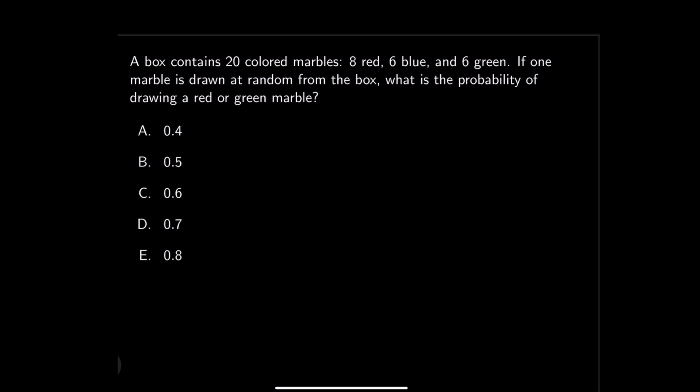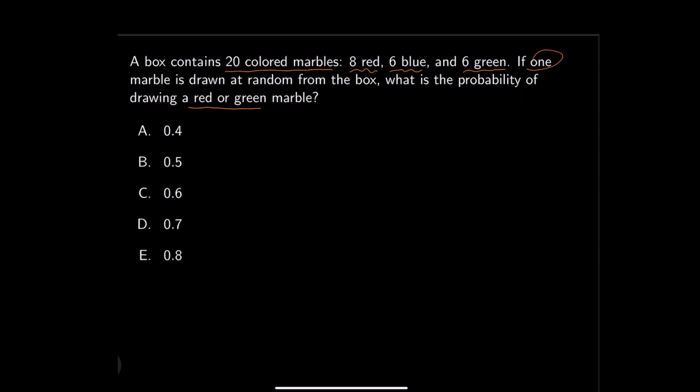Hi guys, in this video I'm going to show you how you could solve a typical probability question on the ACT math test quickly. Here's an example. A box contains 20 colored marbles, 8 red, 6 blue, and 6 green. If one marble is drawn at random from the box, what is the probability of drawing a red or green marble? So we solve it like this.